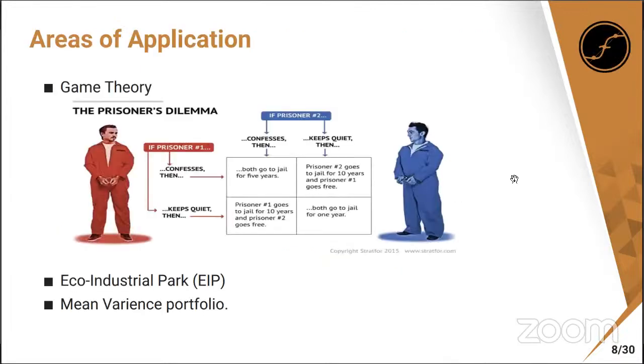And this equilibrium problem has many applications such as game theory. A specific example is the prisoner's dilemma. It also has applications in eco-industrial parks and in mean variance portfolio.